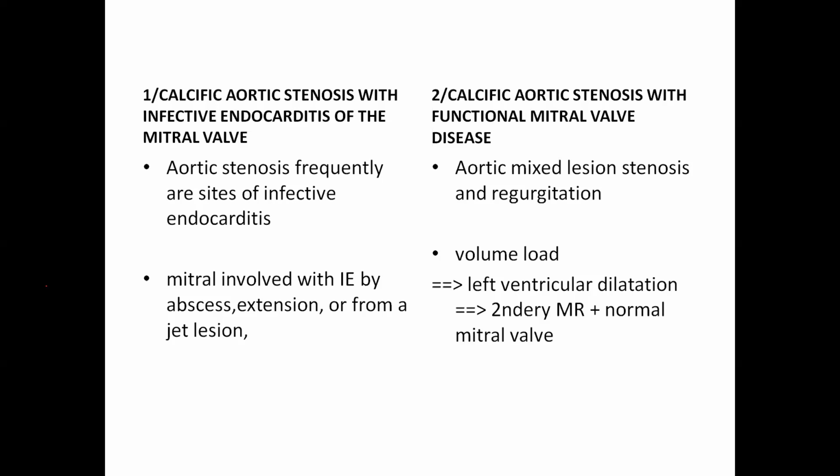And management can be by vegetation removal, and if it's perforation, it can be patched if the tissue is strong and healthy. And for calcific aortic stenosis with functional mitral disease, the aortic mixed lesion, stenosis and regurgitation, the volume load will cause left ventricle dilatation, then secondary MR due to dilatation of the annulus with a normal structure mitral valve. This situation is the first lesion we spoke about in this lecture, so we discussed it before.